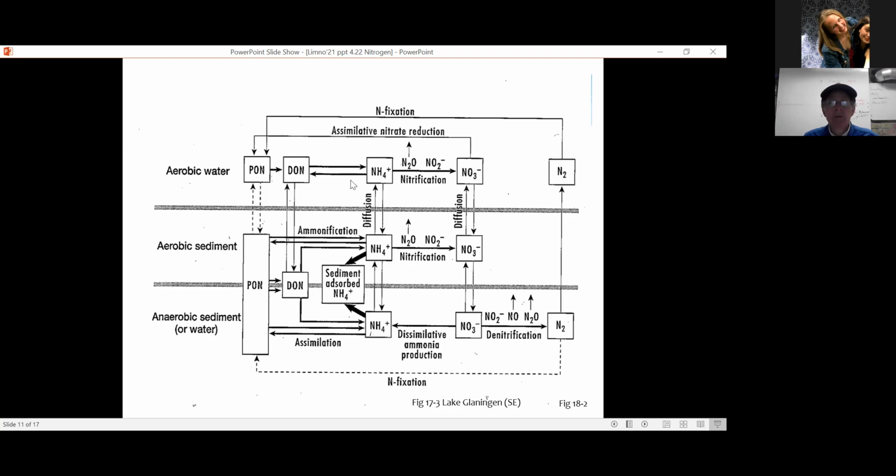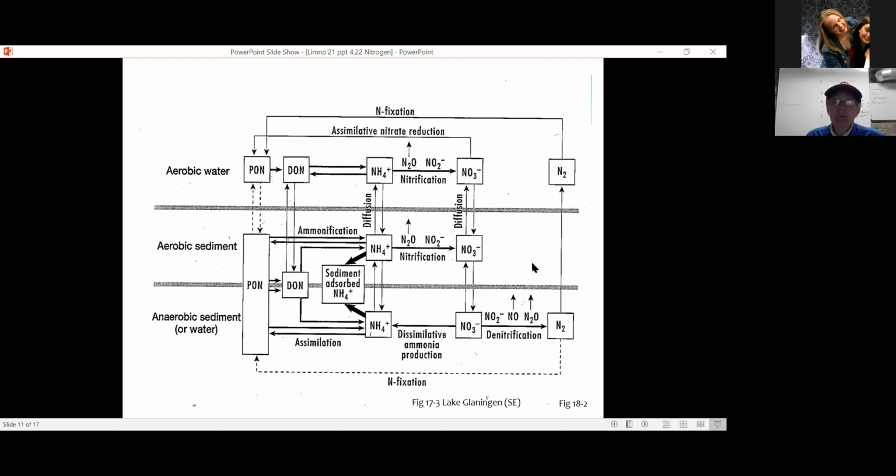I'm not really sure what this arrow represents, the ammonium going back into dissolved organic. I would have put an arrow from here to the algae, because algae can take up ammonium or nitrate. But I'm not willing to say that it's wrong. It's just, I'm not quite sure why that arrow is where it is. Okay, so all of this is stuff that happens in aerobic water.